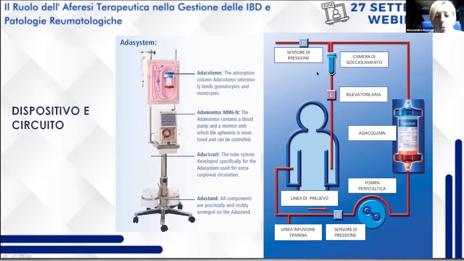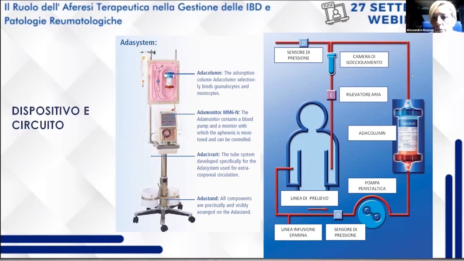The patient, therefore, undergoes a double venous puncture. The start is a sampling line, which is linked to the infusion line containing heparin, which obviously acts as an anticoagulant. Immediately after, there is the pressure sensor and the peristaltic pump that pushes the venous blood towards the functional part, that is, towards Adacolum.